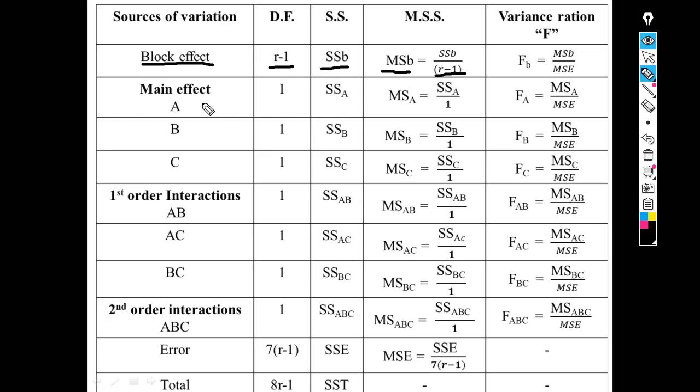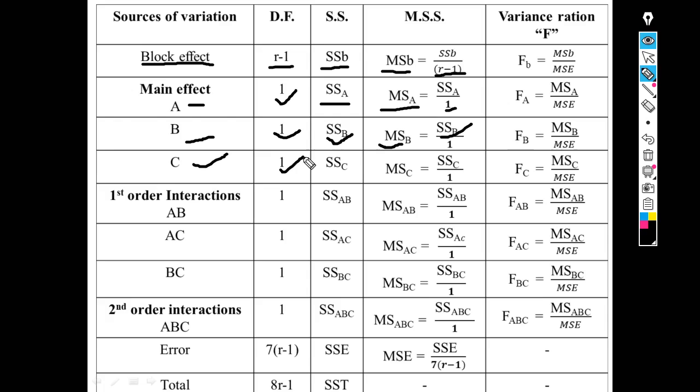Then we have main effects. For main effect A, main effect B, and main effect C, the degrees of freedom is 1. So for main effect A, degrees of freedom is 1, and its sum of square is denoted by SSA. Mean sum of square is the same as sum of square since its degrees of freedom is 1. For main effect B, degrees of freedom is 1. Its sum of square is denoted by SSB, and mean sum of square is nothing but the sum of square due to main effect B.